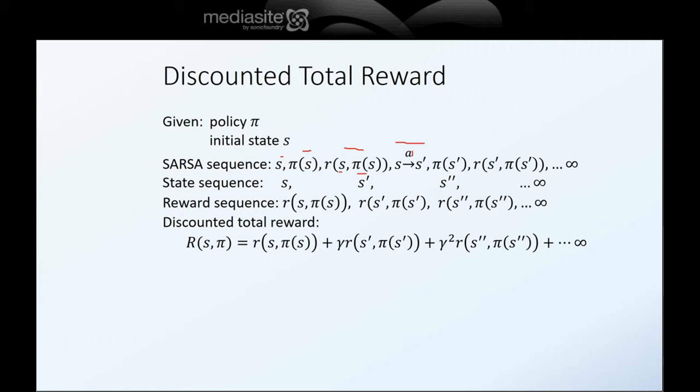And pi s prime is the next state. So this transition is from s to some other state s prime. And pi s prime is the action from the next state, and r s prime pi s prime is the reward from the next state, and so on. That's the SARSA sequence. The state sequence is s, s prime, s double prime, and so on. And the reward sequence is r s pi s, then r s prime pi s prime after 1 time step, and r s double prime pi s double prime after 2 time steps, and so on.